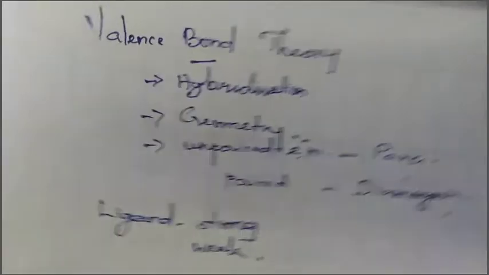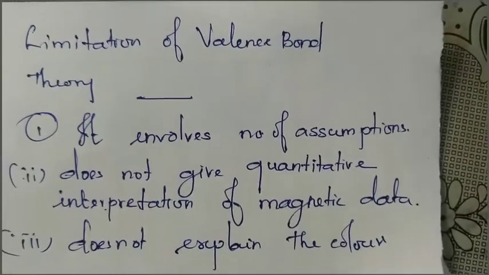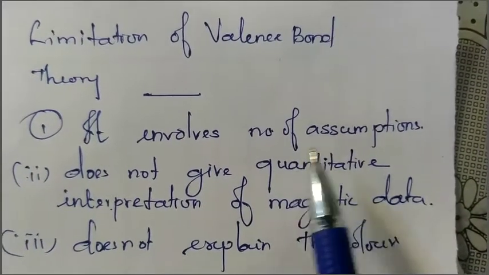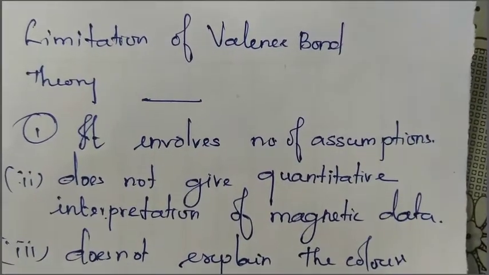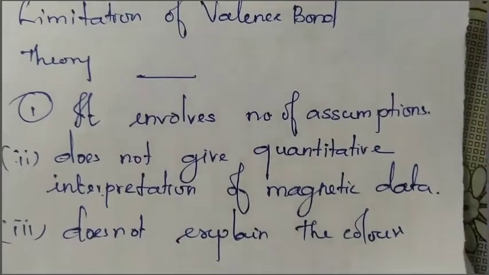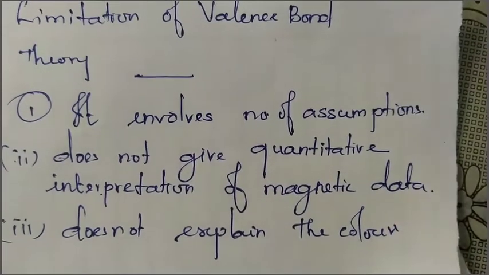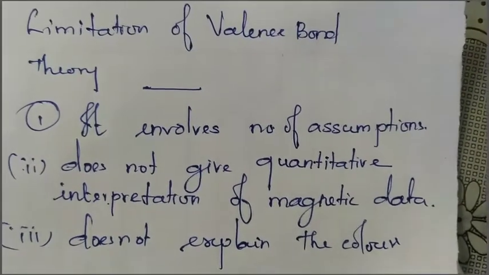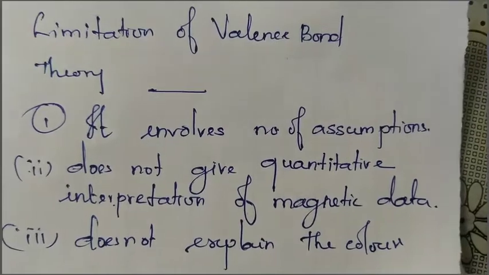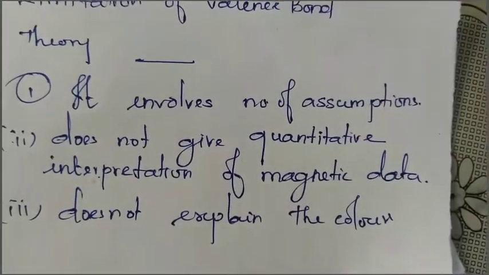Now we are going to study the limitations of valence bond theory. What are the limitations of valence bond theory? First thing, it involves a number of assumptions. Valence bond theory has a lot of assumptions. It predicts whether a complex is inner orbital or outer orbital, but for that there is no specific or strong experimental evidence. That means it involves a number of assumptions.